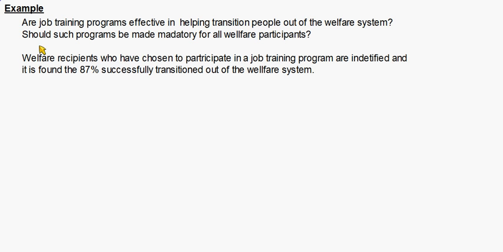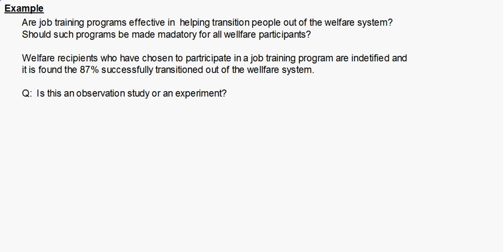So, here's an example. The question is, are job training programs effective in helping transition people out of the welfare system? If so, should such programs be made mandatory for all welfare participants? Welfare participants who have chosen to participate in a job training program are identified, and it's found that 87% successfully transitioned out of the welfare system. That seems like a pretty good percentage. The question is, is this an observational study or an experiment?